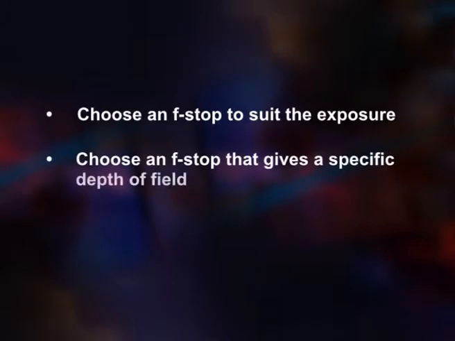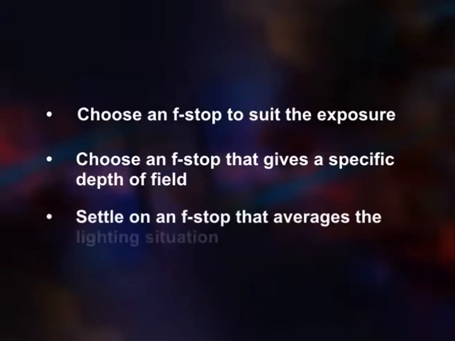Choose an f-stop that gives a specific depth of field. People usually concentrate on getting the exposure right and accept whatever depth of field results. However, there will be times, especially in close-up shots, when it is not possible to get the entire subject in sharp focus. In other words, there is insufficient depth of field. Then it is necessary to reduce the aperture and increase the amount of light going into the camera until the exposure is right. Settle on an f-stop that averages the lighting situation.